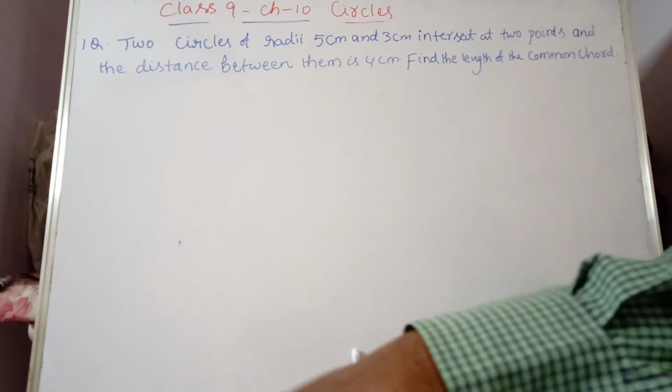In the previous sessions we have discussed the theorems of circles chapter, that is 10.6 and 10.7. Those are: if the chords are equal then they lie at equidistance, and if the chords are lying at equidistance then the chords are equal. So those two theorems we have discussed.